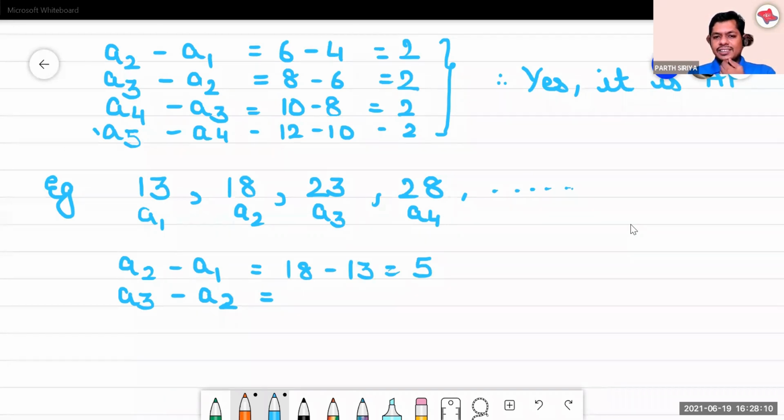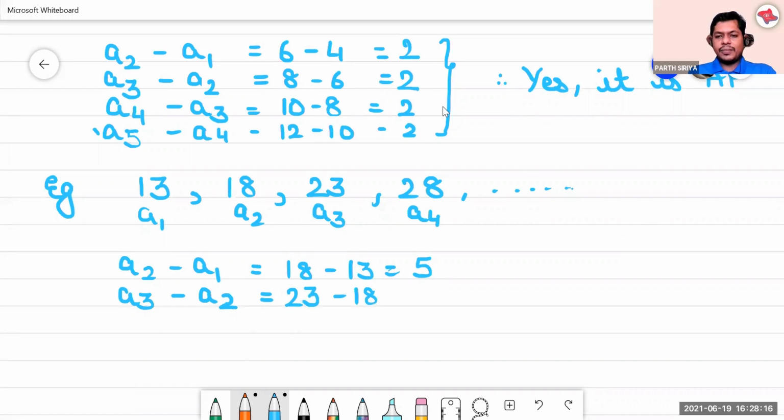Sir, 5. Correct, very good. That's 23 minus 18, that's 5. Okay, next, A4 minus A3. A4 is 28 minus 23. Kiran, what's the answer for this?